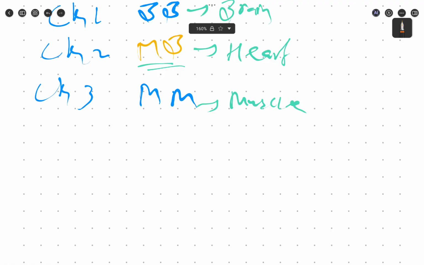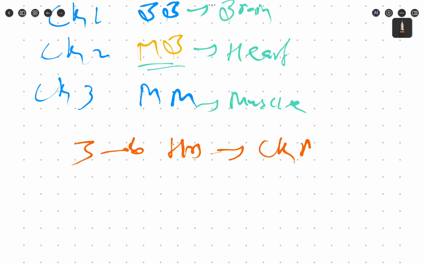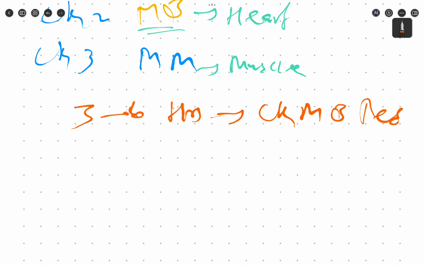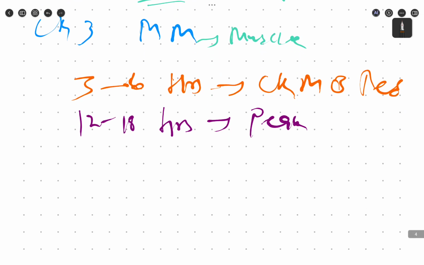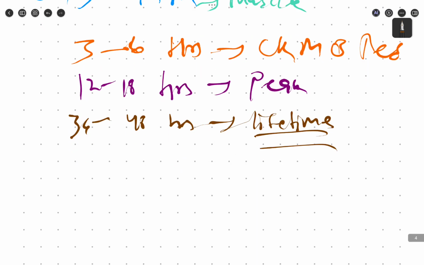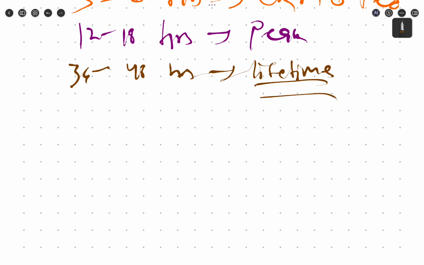So this is the first enzyme to increase in myocardial infarction. After 3 to 6 hours, you can find CKMB has increased, and it's at peak concentration at 12 to 18 hours. So it's a peak condition. Then after 36 to 48 hours is its lifetime, that can be said as 1.5 to 2 days.